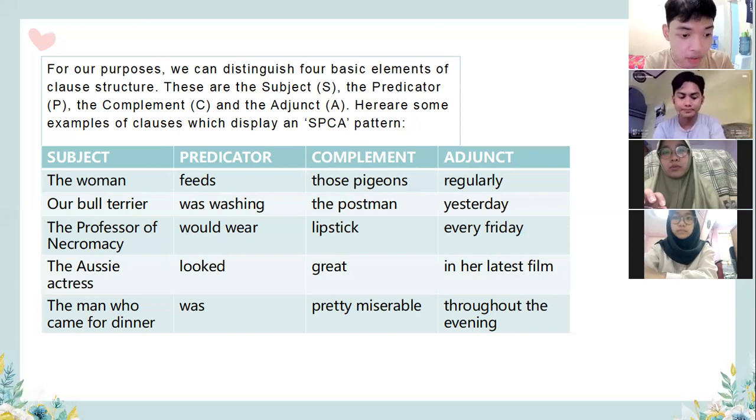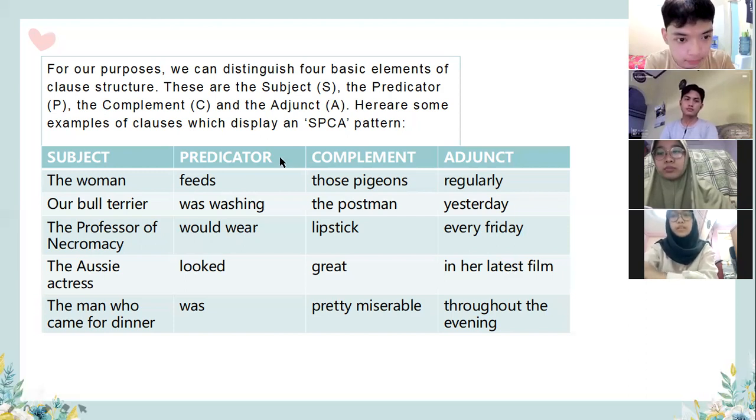And then the Aussie actress looked great in her latest film. The Aussie actress as subject, looked, the verb as predicator, it's past tense, and then complement, great, and adjunct in her latest film. And then the last, the man who came for dinner, we use the relative clause who came, it refers to the man, then predicator was, complement pretty miserable, and adjunct throughout the evening. The man who came for dinner was pretty miserable throughout the evening. So this is the SPCA pattern that we use. I think that's from me. Thank you. Back to the moderator.